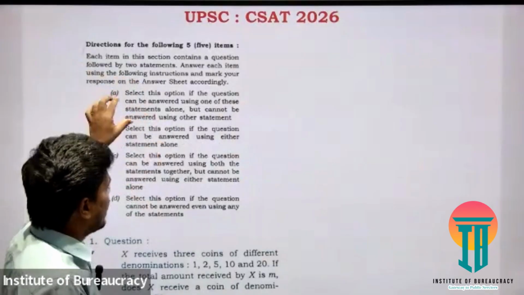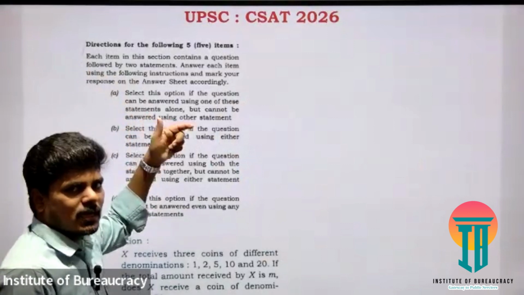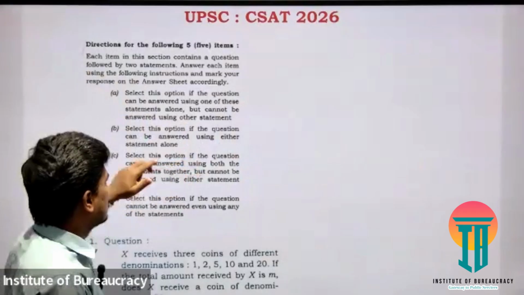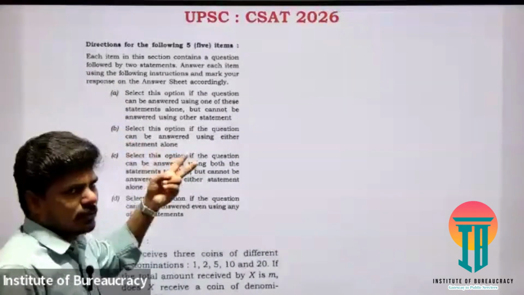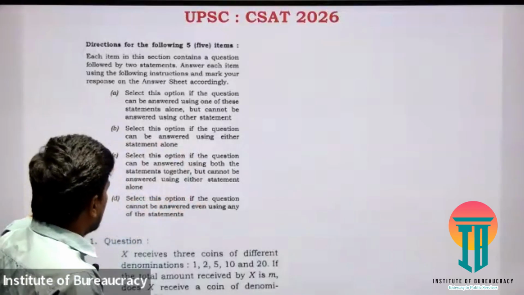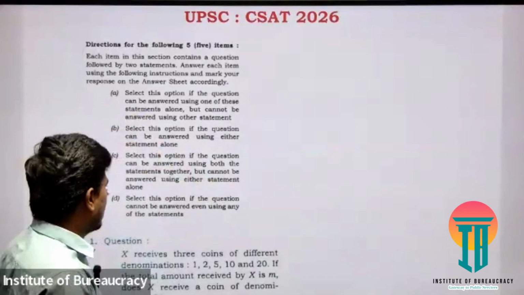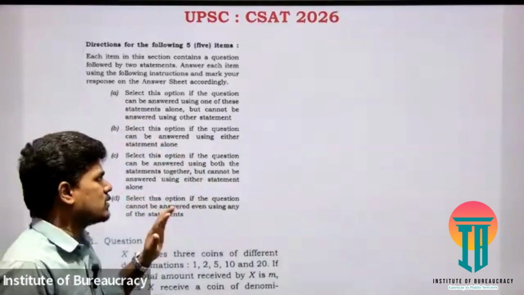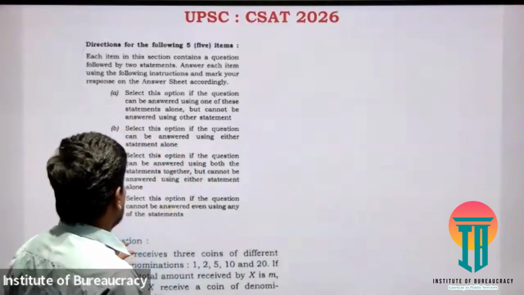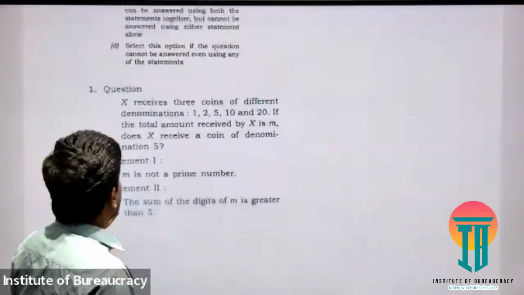So you have to choose A when one of the statements gives the answer and the other one is not giving the answer. Option B, either the first statement or the second statement gives the answer. C, if you combine both the statements, it gives the answer for the question. D, none of the statements gives the answer. So that's what we have to select based on the question.